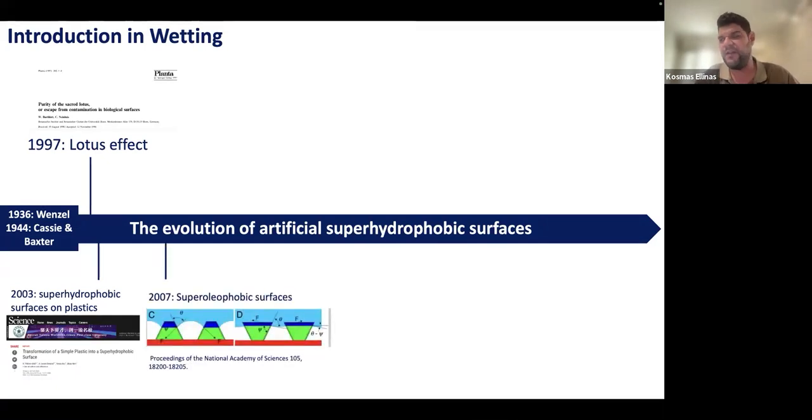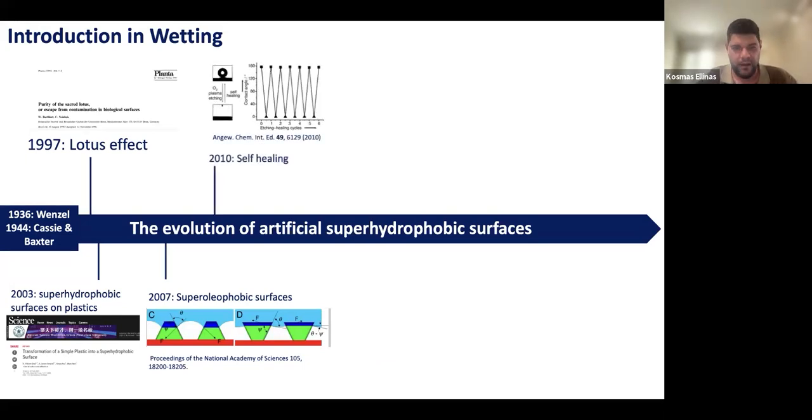Then in 2007, we expanded our knowledge and we were able to design surfaces that repel not only water, but also other liquids like oils or reagents, which have much lower surface tensions. And from that time until now, a lot of effort has been given in order to produce surfaces with controlled wetting properties that can have this sustainable performance over time. So some people propose self-healing materials that even if they get destroyed, they can be renewed.